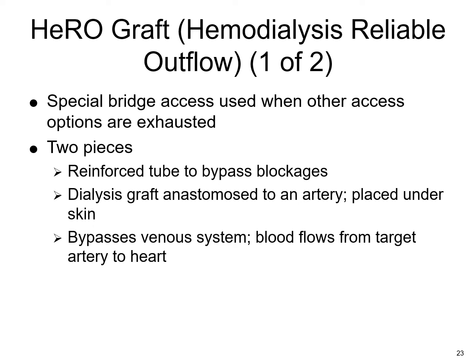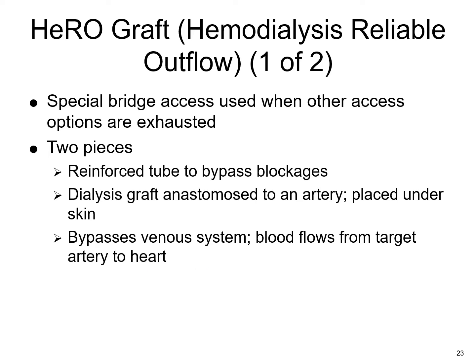For the hero graft, this is one of the newer things that they're doing. For this one, just know that it is out there. If they can't do any of the other ones that I just discussed, there's two pieces that they create. There's a tube to bypass whatever blockage, whatever the issue is. They have a dialysis graft that's basically connected to an artery, and the graft piece itself basically bypasses the venous system, and then blood flows directly from the target artery to the heart.